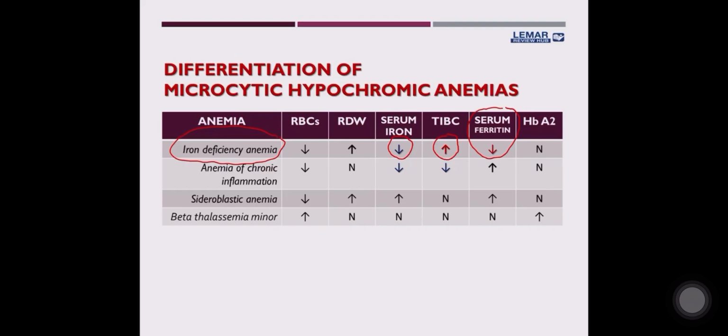Be sure to differentiate IDA from anemia of chronic inflammation or anemia of chronic disease. In anemia of chronic inflammation, there is depressed serum iron and depressed TIBC. Decreased iron, elevated TIBC in IDA. Decreased iron, decreased TIBC in anemia of chronic inflammation.